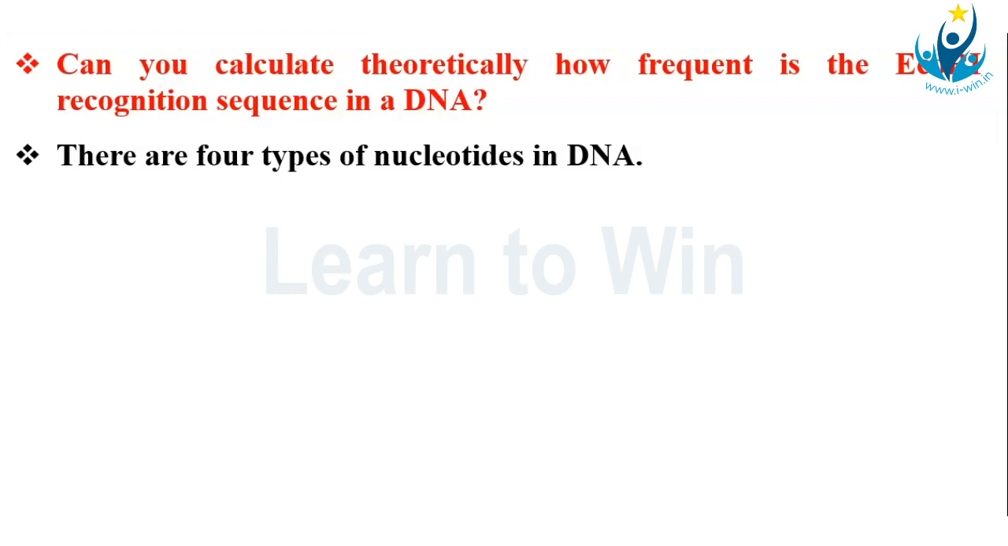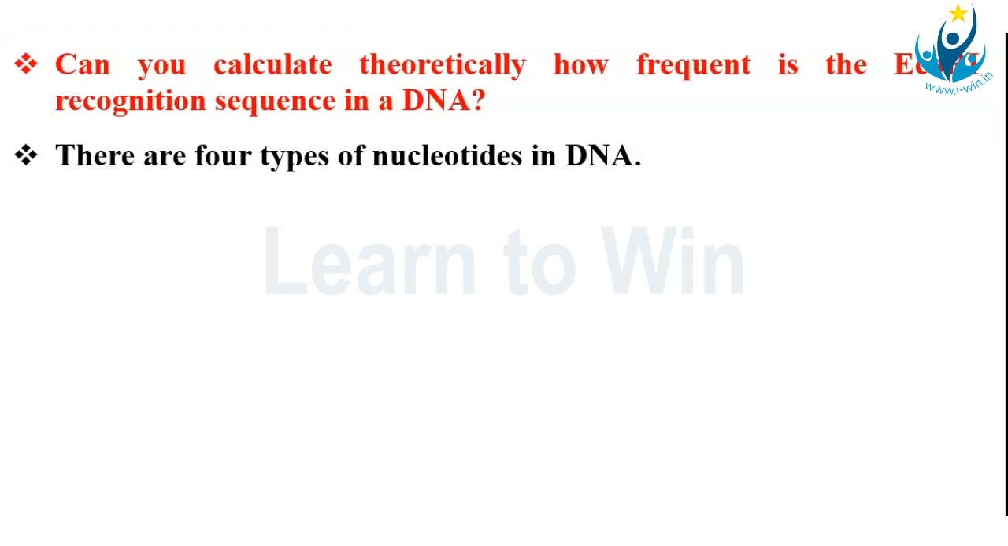Well, I hope you have done it. If not, let us see how it is done. Now, the hint I have given is that there are four types of nucleotide bases. What are those four types? Let us write it here. It is A, T, G and C.